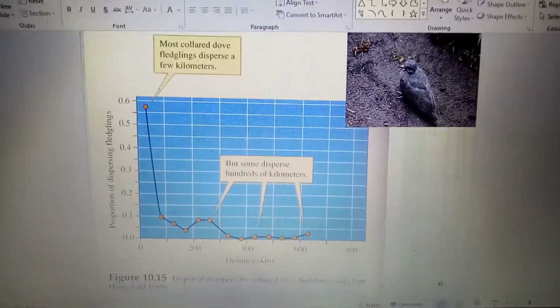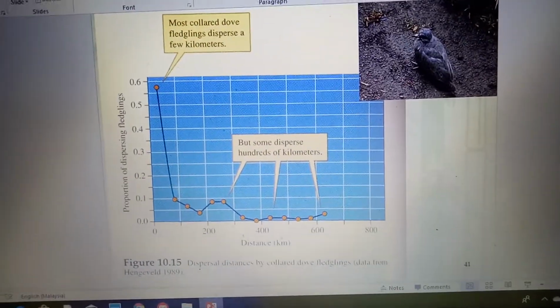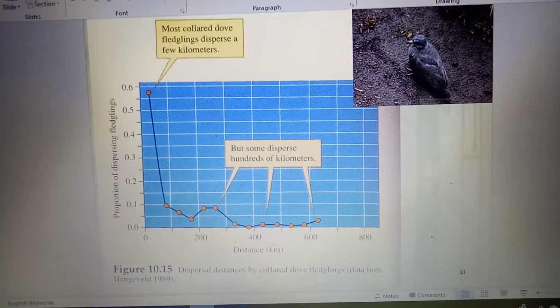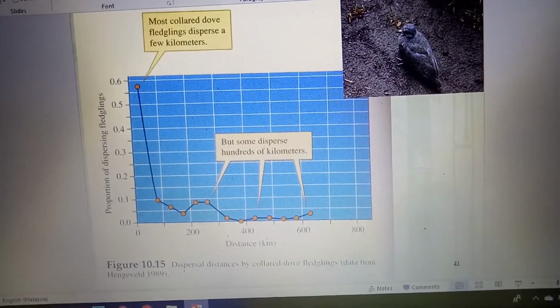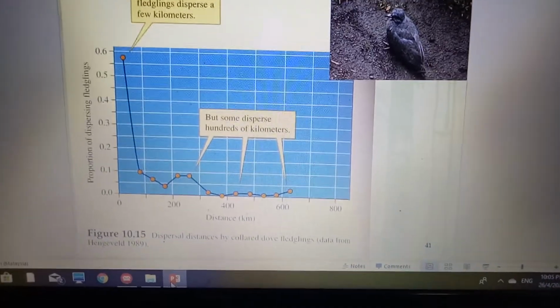So this is another example, figure 10.15, about dispersal distances by collared dove. Okay, flag link data from the scientist, 1989.